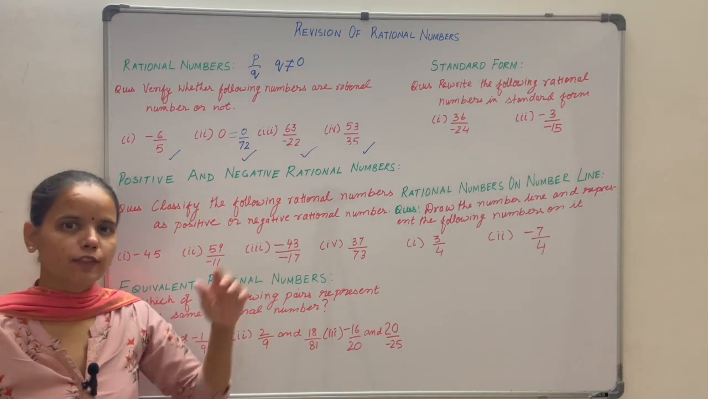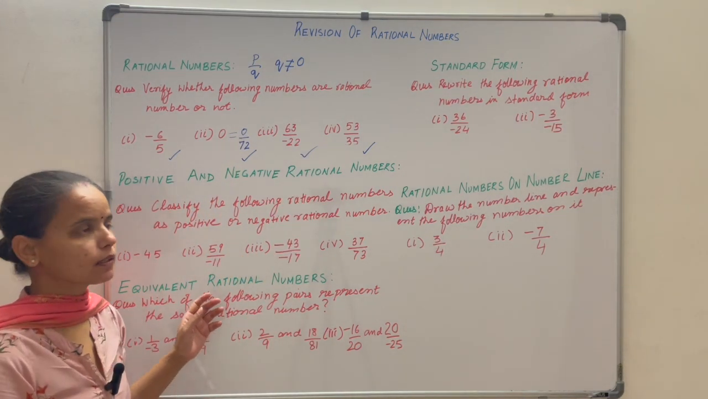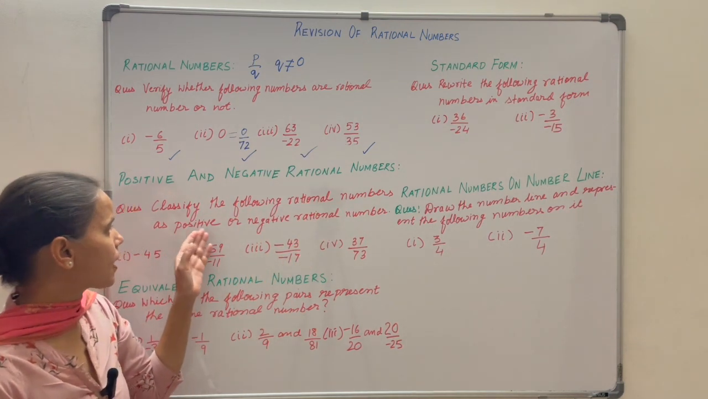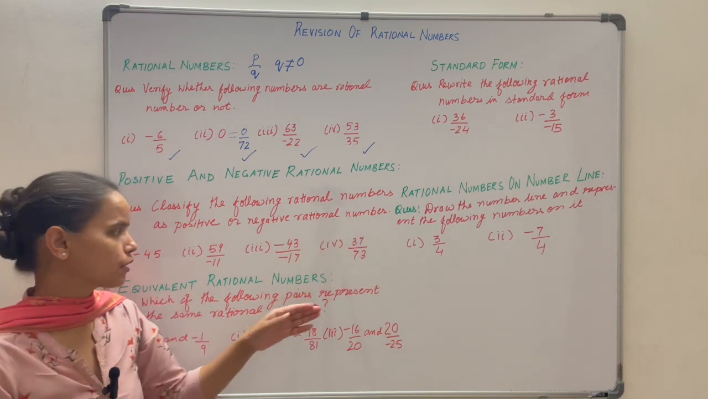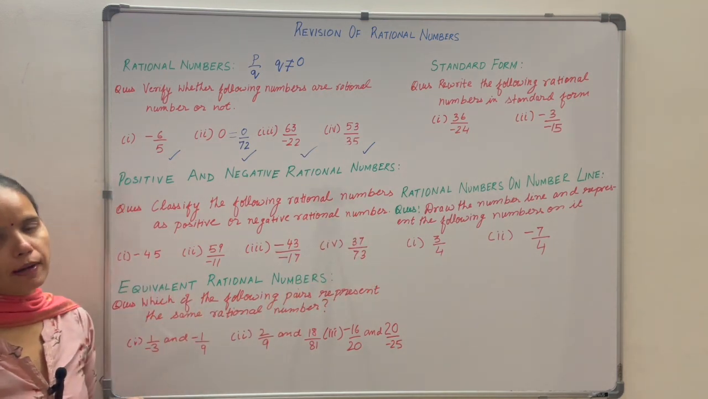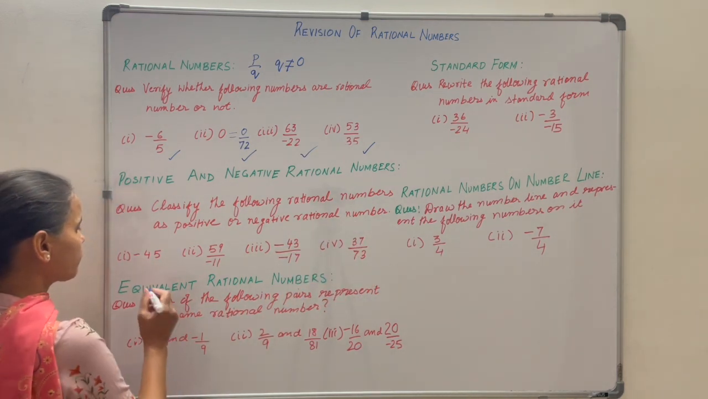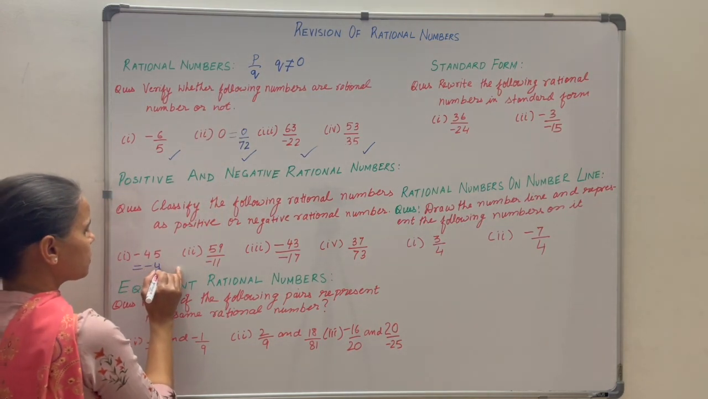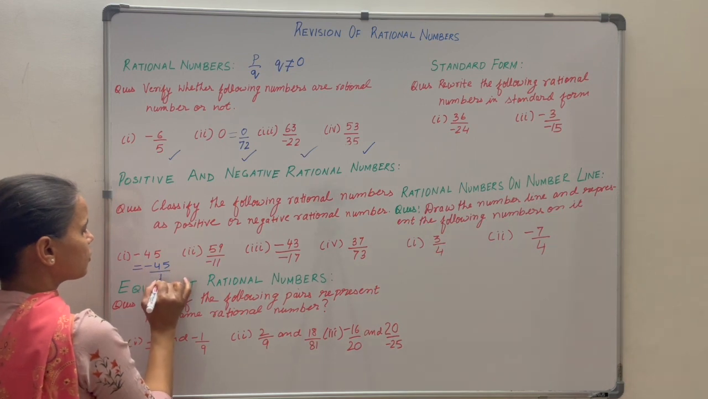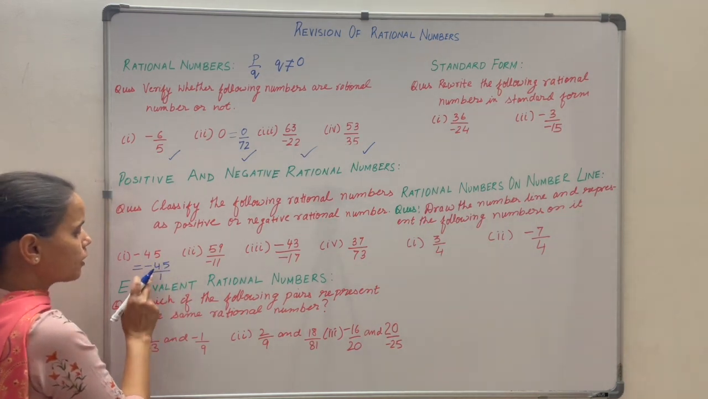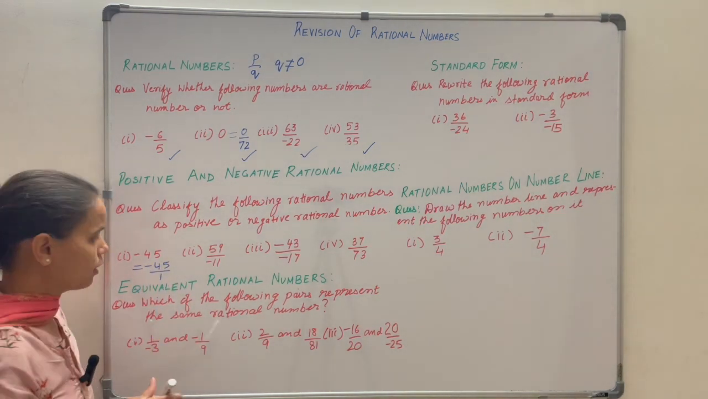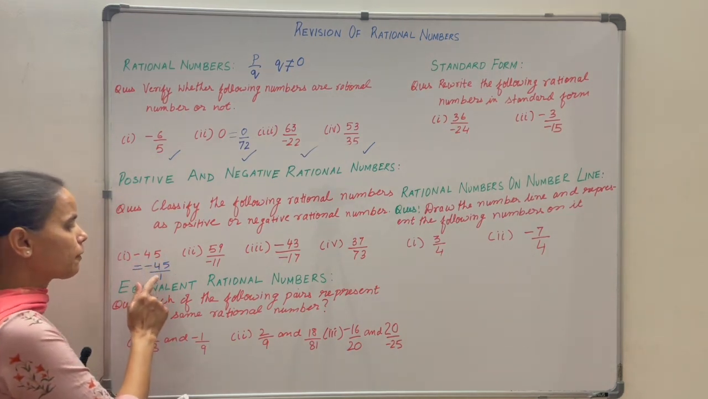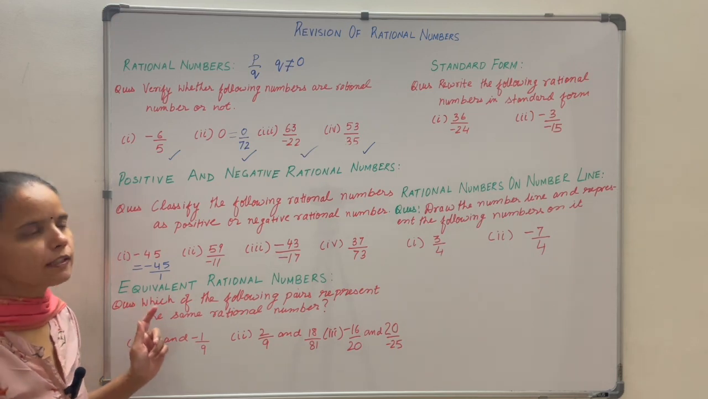Positive and negative rational numbers. Let us understand this with the help of this question. Classify the following rational numbers as positive or negative rational numbers. So here you have got minus 45. So minus 45 you can write down in the P by Q form. Here you know that denominator is 1. So numerator is a negative integer and denominator is a positive integer. So numerator is negative, denominator is positive. So such type of rational number is called a negative rational number.